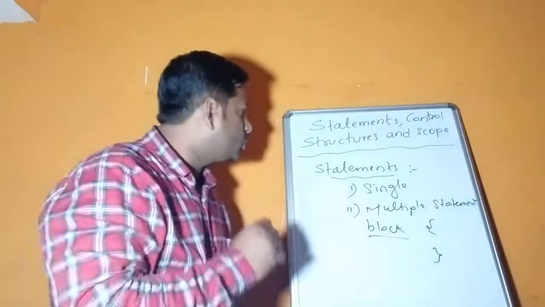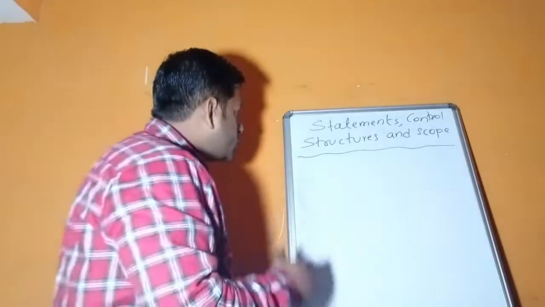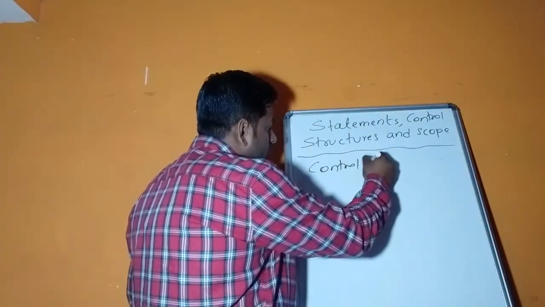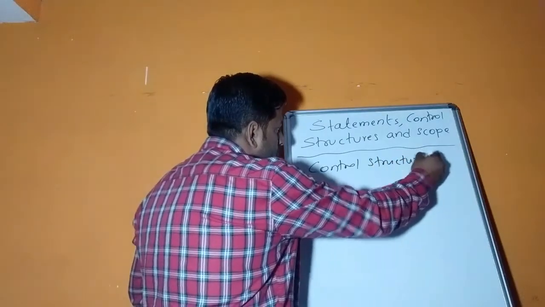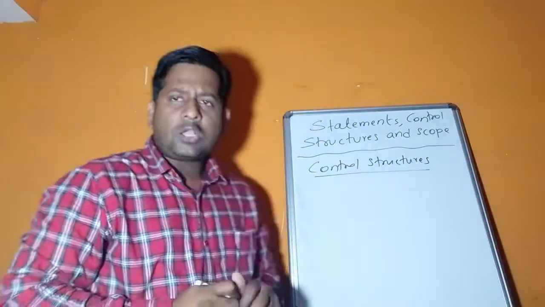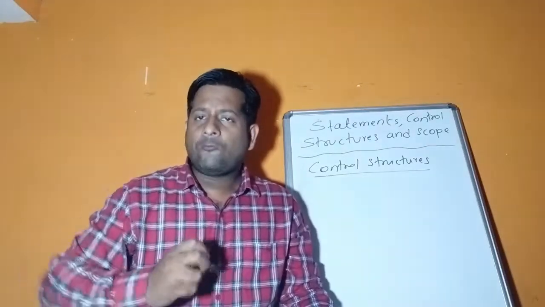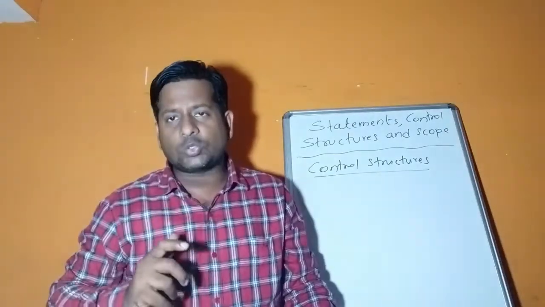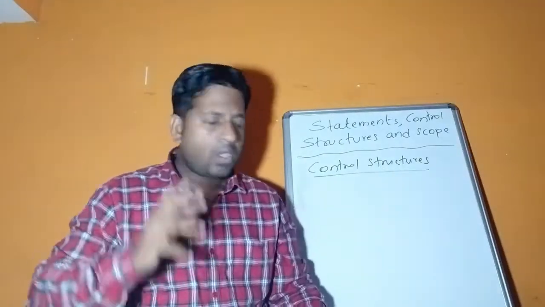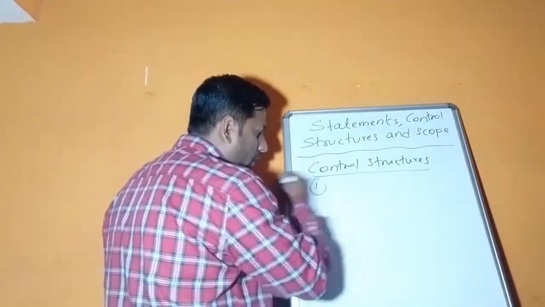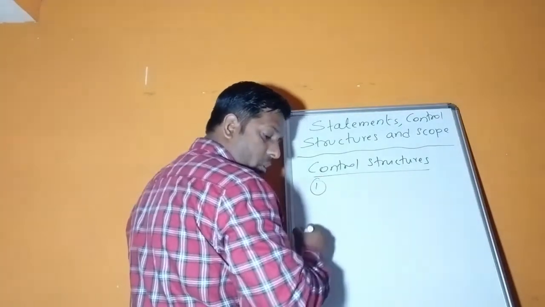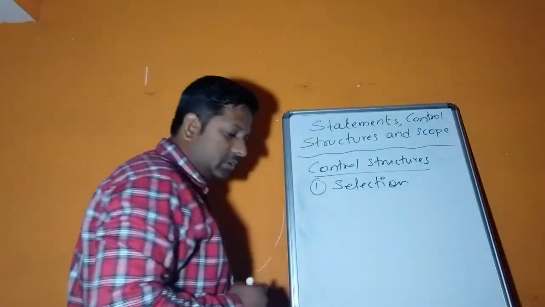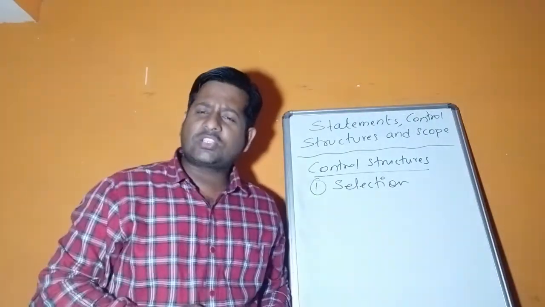Now let us move to control structures. Control structures are the features of Java which are basically used to make statements execute. How the statement will execute is decided by control structures. We have three different types of control structures. Number one control structure is the selection statement.